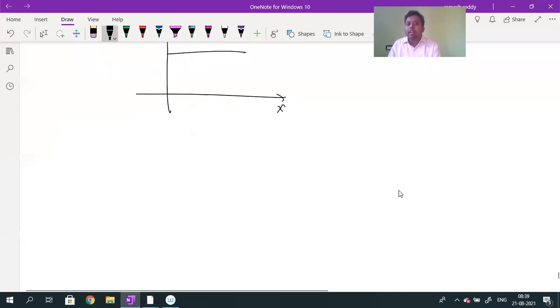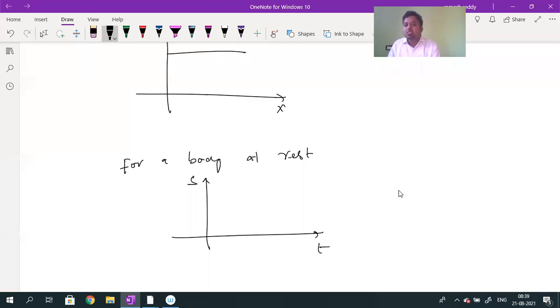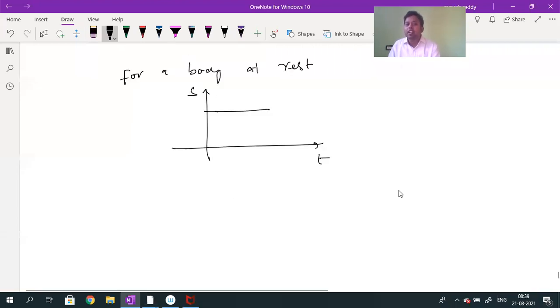For example, a body at rest. Rest means with time, the position of the body does not change. If I plot the graph between s and t, the position does not change, so the graph is a straight line. The displacement value is not changing with time. So whenever the y coordinate is constant, the graph is a straight line parallel to the x-axis.